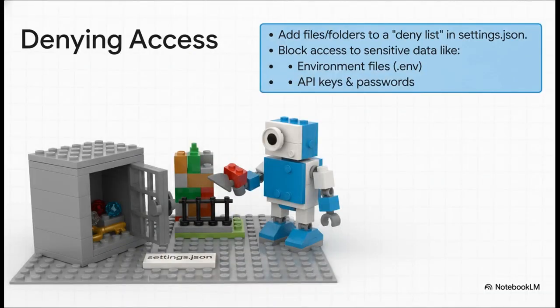Here's a pro tip for keeping things secure. You're not going to want Claude to have access to every file in your project, right? So to keep your private areas off limits, you just add them to a deny list in a file called settings.json. This is how you make sure Claude never ever touches your sensitive stuff. We're talking API keys, passwords, all that good stuff. It keeps your secrets safe.